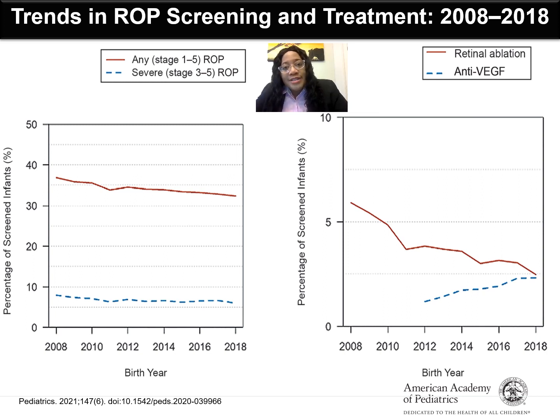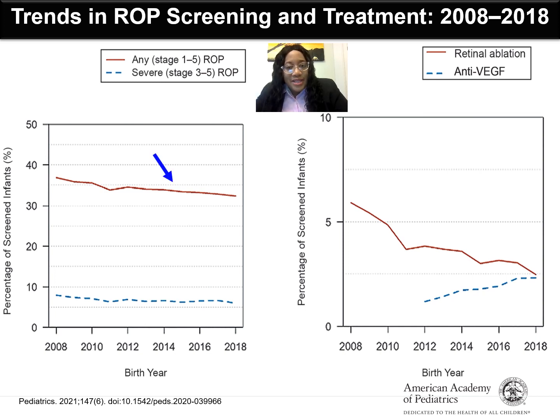This shows trends in ROP screening and treatment from 2008 to 2018 in a cohort of over 380,000 very low birth weight infants from about 819 U.S. NICUs that are participating in the Vermont-Oxford network.